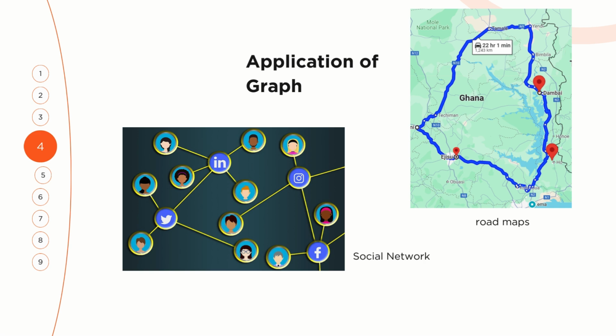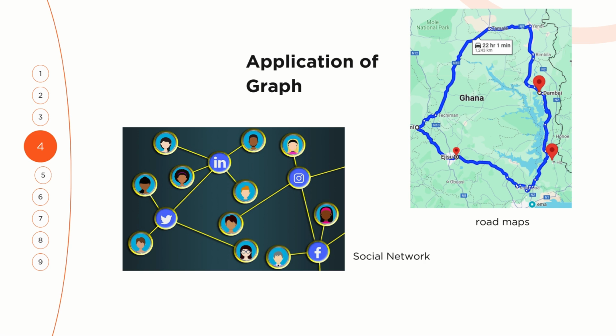Let's now look at some applications of graphs. Graphs can be applied in maps like road maps, where you have the towns being indicated with the red icons here. So in my map, you can see Ejisu, you can see Ho, and you can see Dambai as my nodes. And the blue line here is representing the edges. This is showing the roads, how they are connected all around. So this becomes a graph, and this is an application of a graph.